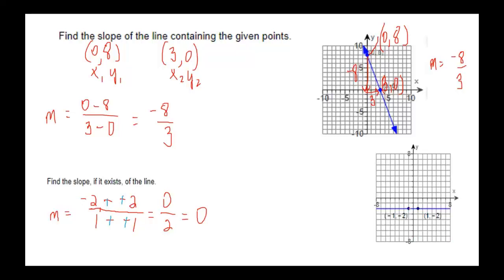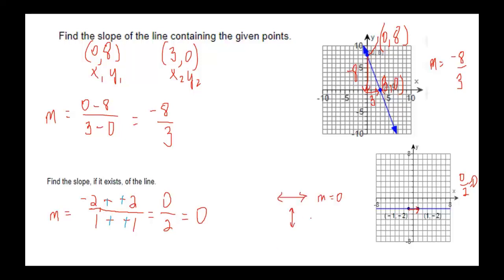So again, if you did a vertical and horizontal movement, your vertical movement is none. So 0 divided by, and then this horizontal movement would be 2. So again, that is 0 divided by 2. And you can still get the same answer that way. But horizontal lines have a slope of 0.